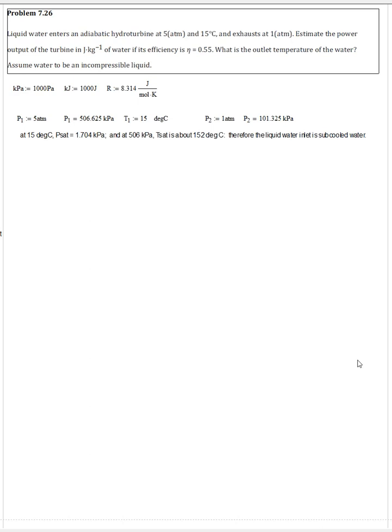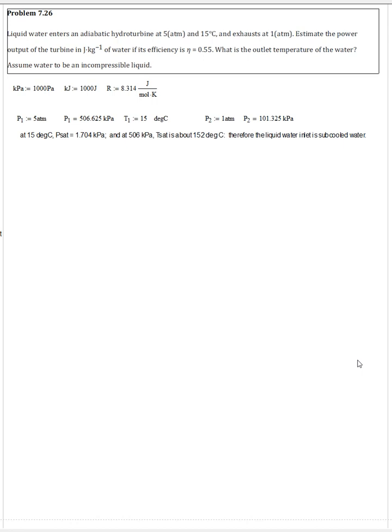Problem 726 is another turbine problem. However, instead of dealing with superheated steam as our working fluid, we're dealing with liquid water. And so your book makes the point that sometimes if you've got a high pressure stream of a fluid and you have the capability to extract some energy from it, that's fine. And so that's what we're doing here.